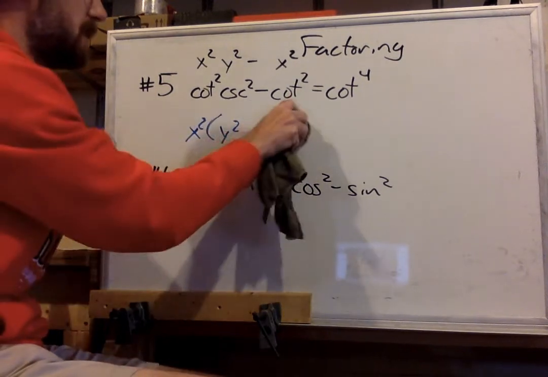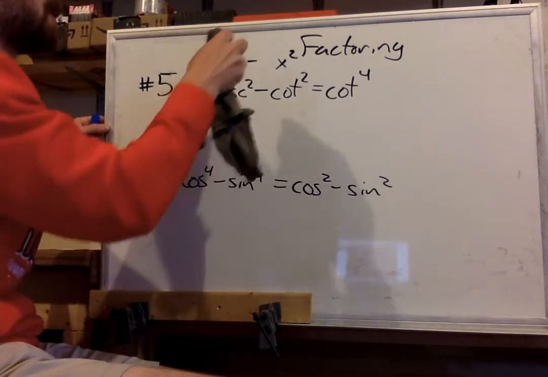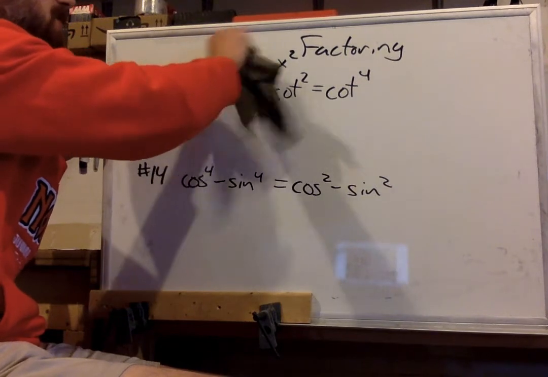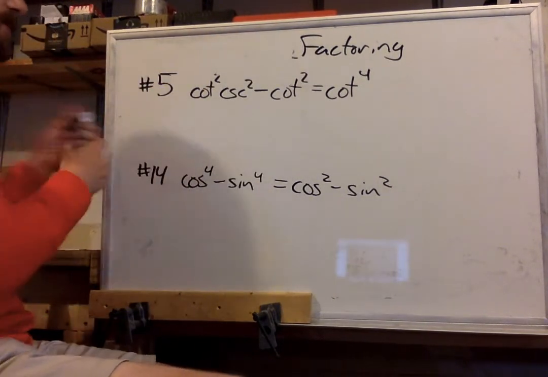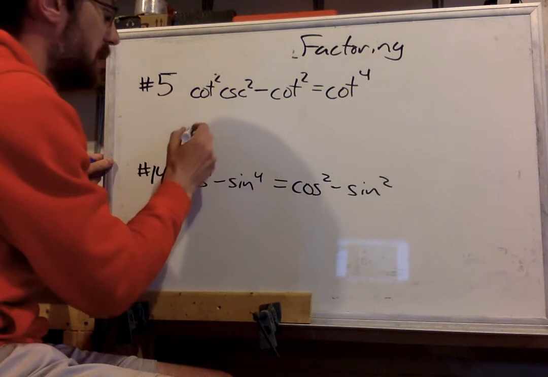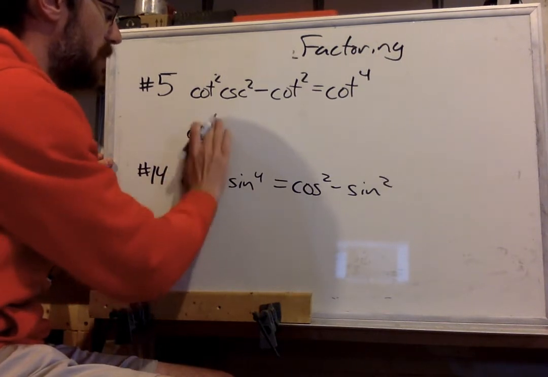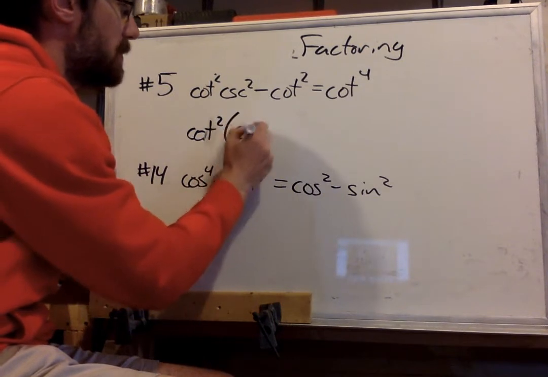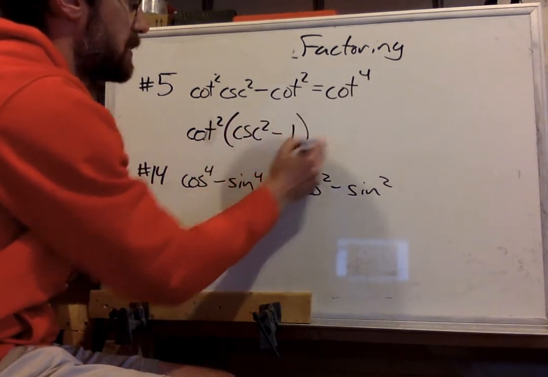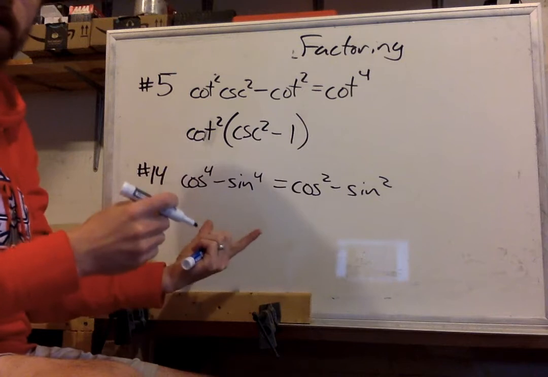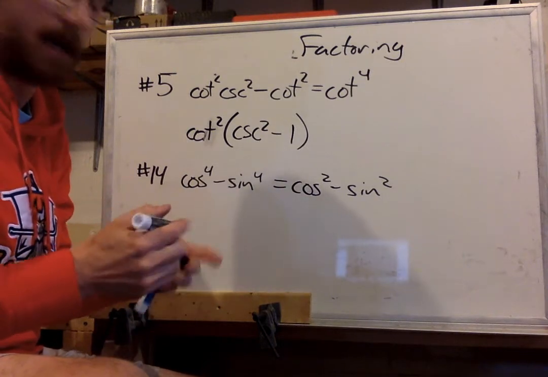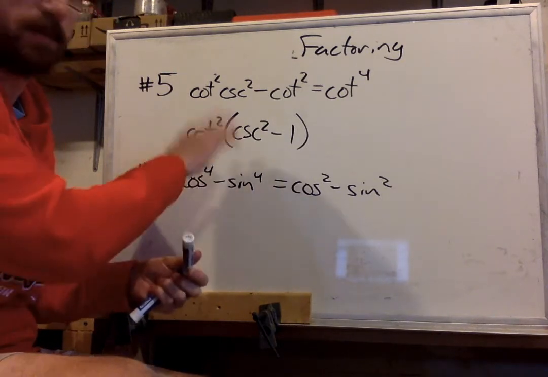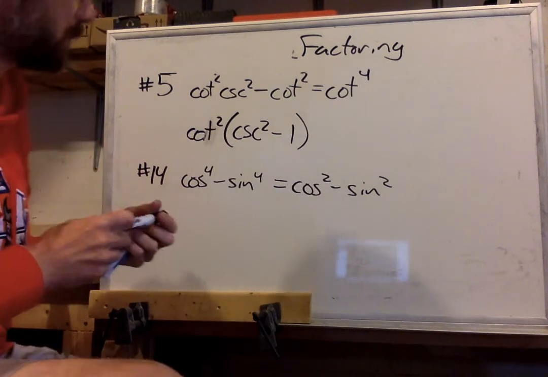And it's really the same principle with this. The only difference is now instead of x's and y's, it's cotangents and cosecants. So if I factor out a cotangent squared, it's going to be cotangent squared times cosecant squared minus 1. And then from there, take a look at the key to help you out if you're still having trouble, but try that and see what you can do with it.